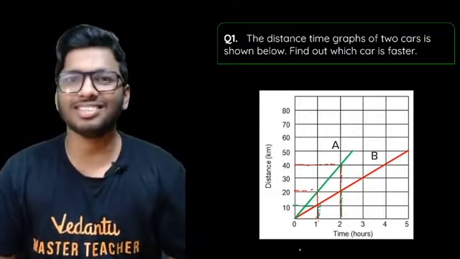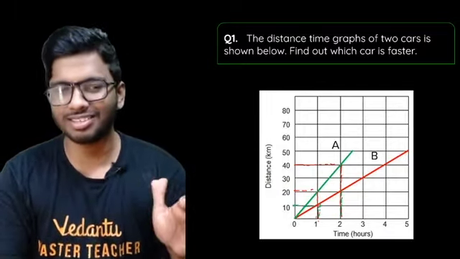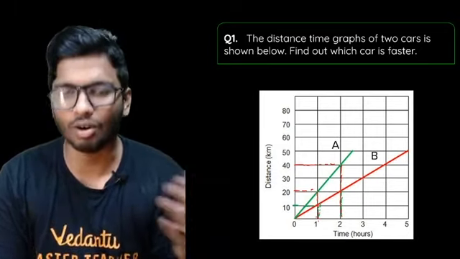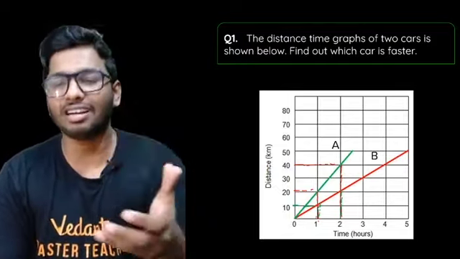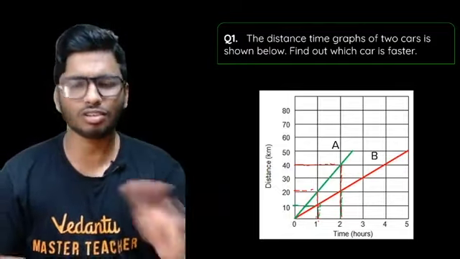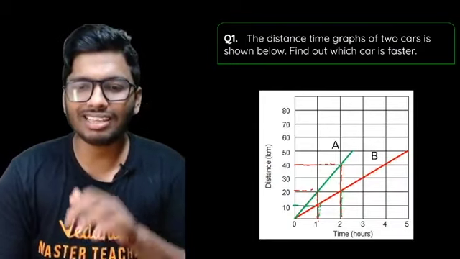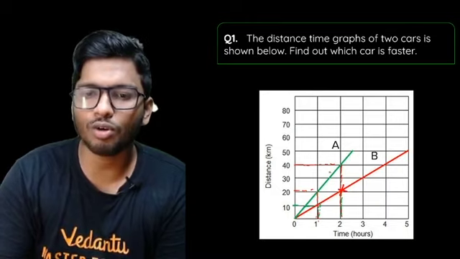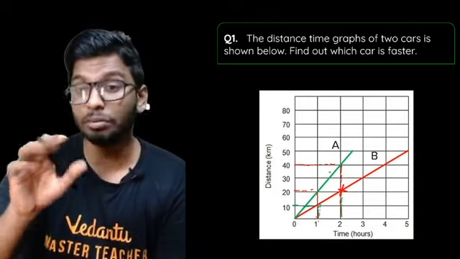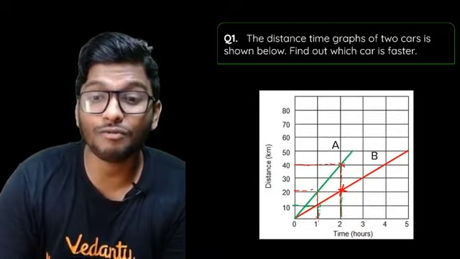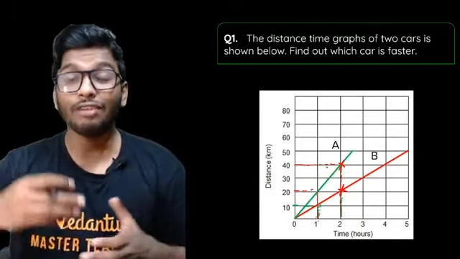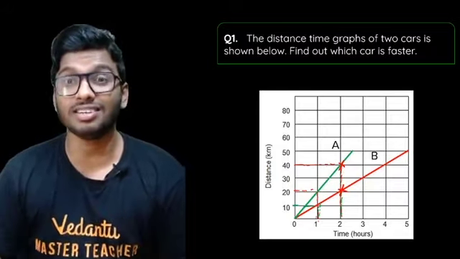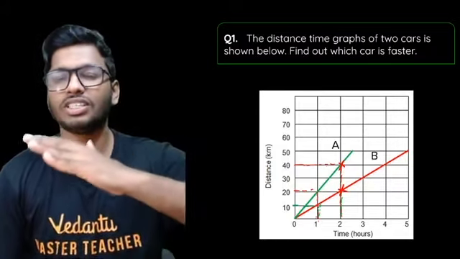But I would suggest an easier way to do it. Here's the thing, guys. Just remember this. Whichever has a steeper line or a steeper graph is obviously going to be faster. If you just look at it, in 2 hours' time, this car has traveled a distance of 20 kilometers, whereas in the same 2 hours, this car has traveled a distance of 40 kilometers. So obviously it's faster. If the time is constant, whichever covers the greater distance is faster. Simple as that.